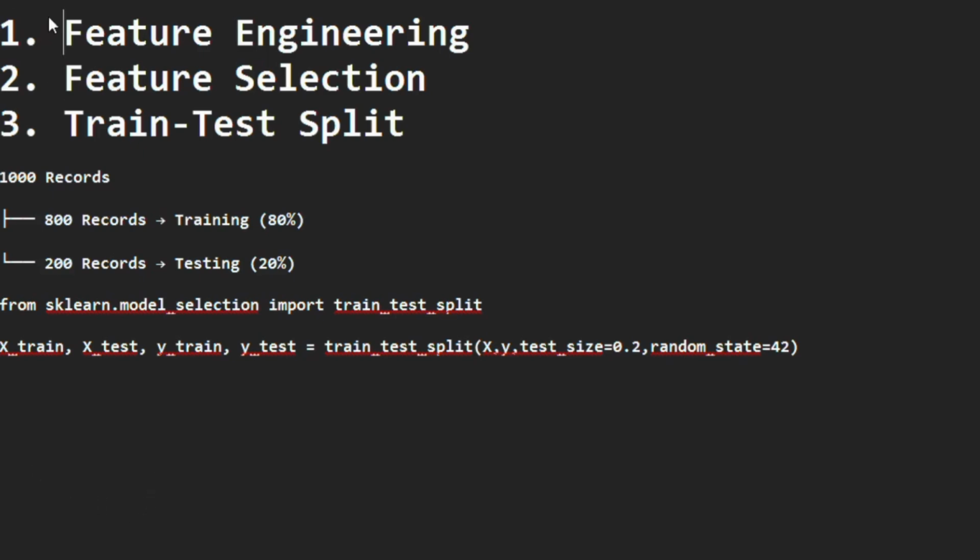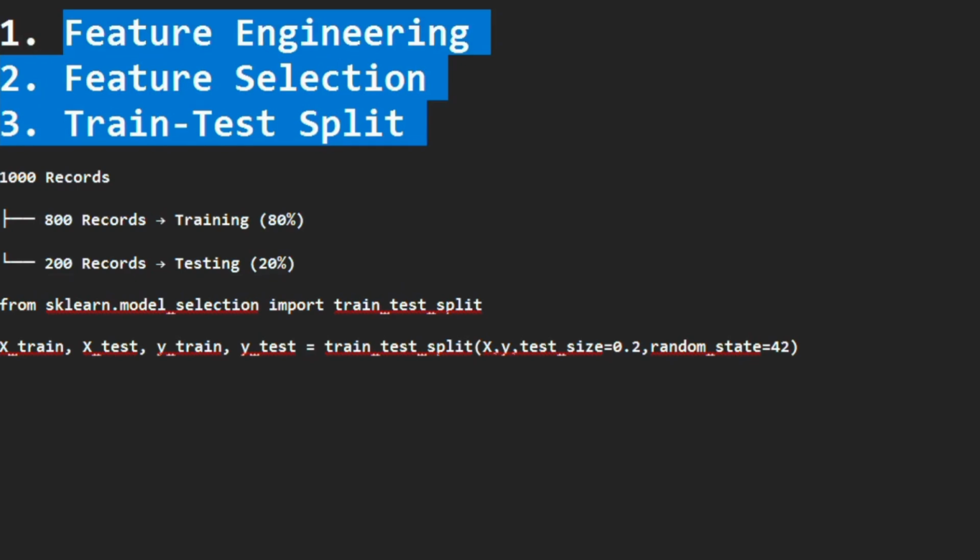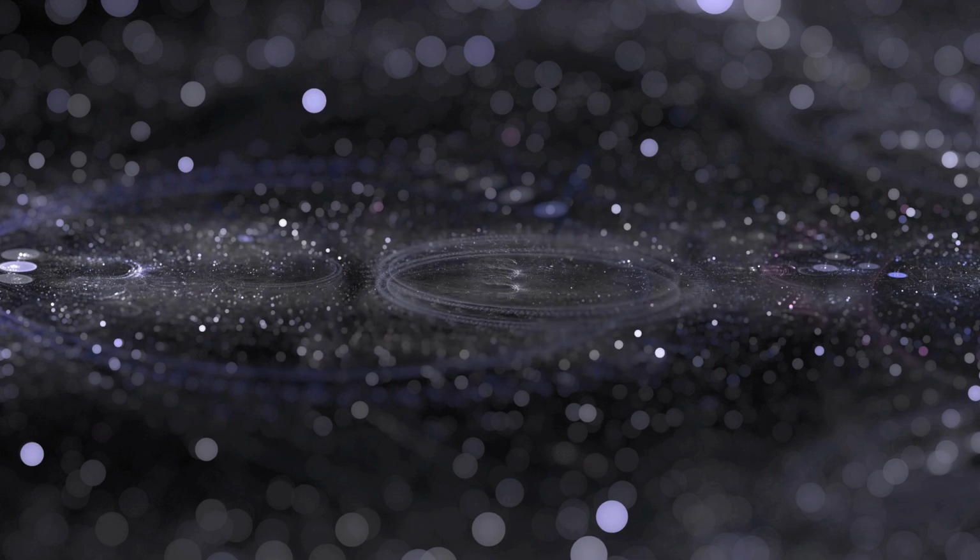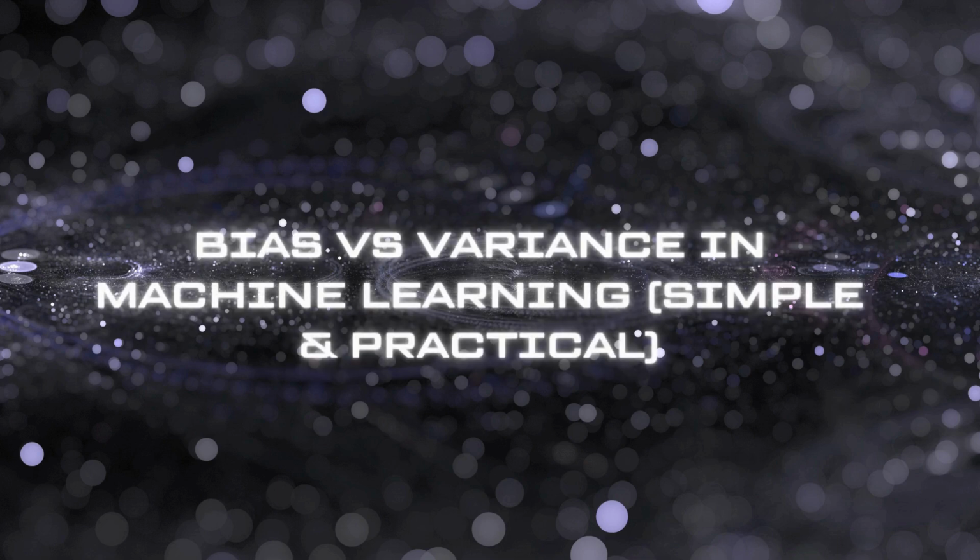Okay, so this is the complete example, complete explanation of feature engineering, feature selection, train test split. Bias versus variance in machine learning, simple and practical.